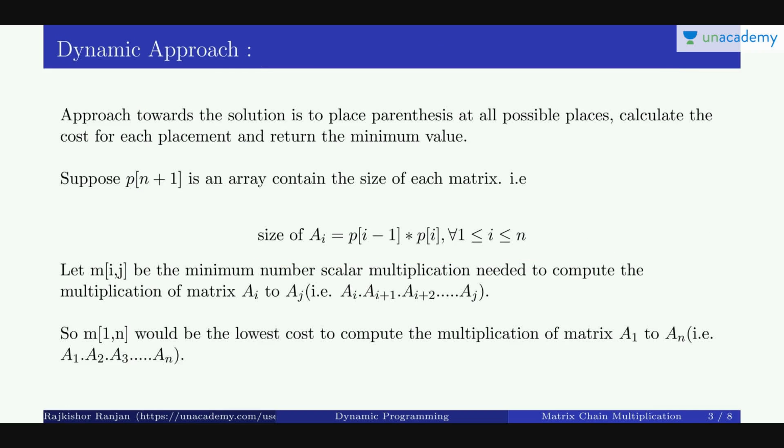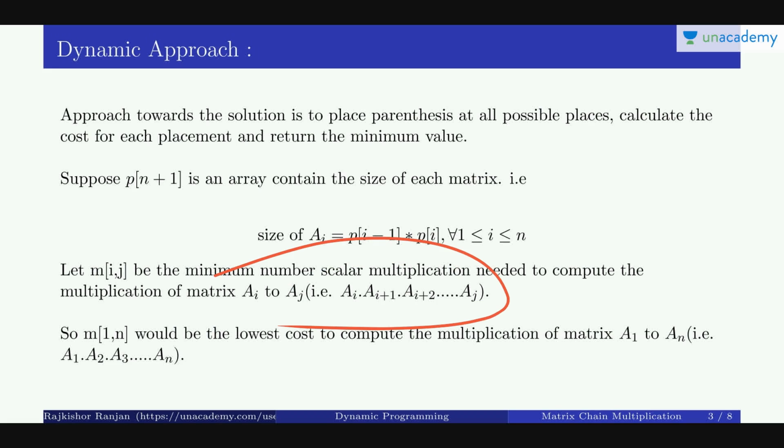Suppose we have an array named P of length n plus 1, which represents the size of each matrix. That means the size of ai is p(i minus 1) into p(i), for all i between 1 to n. Let m(i,j) be the minimum number of scalar multiplications needed to compute the multiplication of matrices ai to aj. That means m(i,j) will contain the minimum multiplication cost for ai into a(i plus 1) into a(i plus 2) dotted into aj.